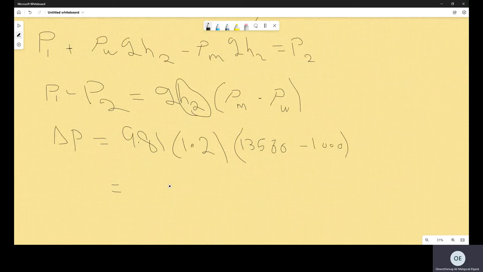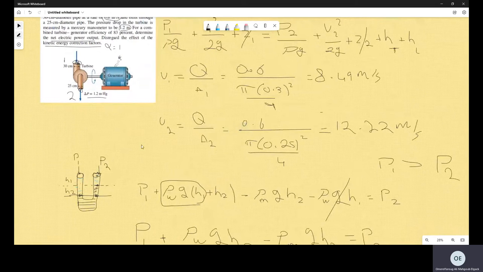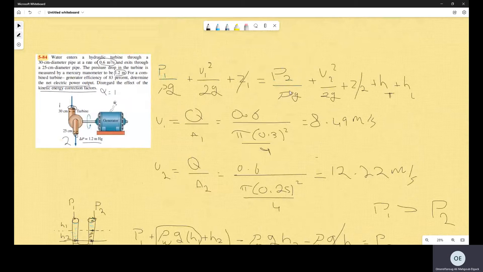So this is equivalent to 9.81 times 1.2 times 13560 minus 1,000. This is 147.86 kilopascal. Okay. Now we have the pressure difference, this term minus this term. What also are we left with?